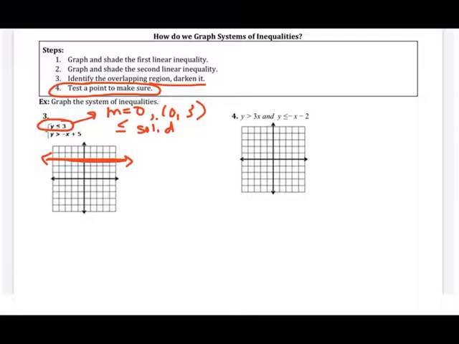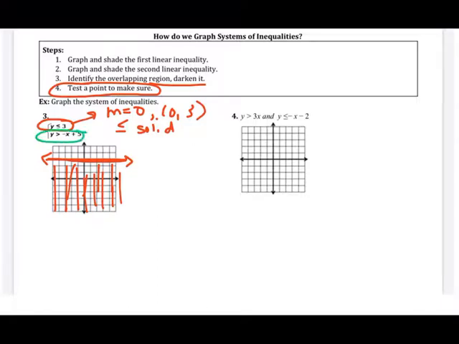Now it says less than or equal to. So if I pick the point 0, 0, is 0 less than 3? Yes, it is. So I'm going to shade underneath. Now if this was the only linear inequality in this problem, we would be done here. However, we are being asked to graph the system.